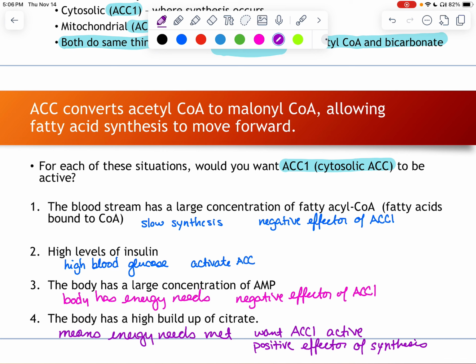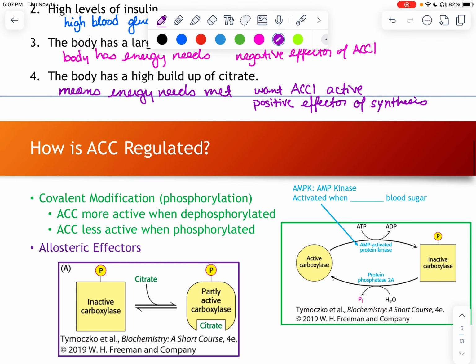All right, so what I really want you to realize is that what you're thinking about is, okay, is the situation the body is in one where you would want to store these things, or one where you want to be breaking them down, right? Do we need energy? Do we have too much material? So that's what you're thinking of to make these predictions.